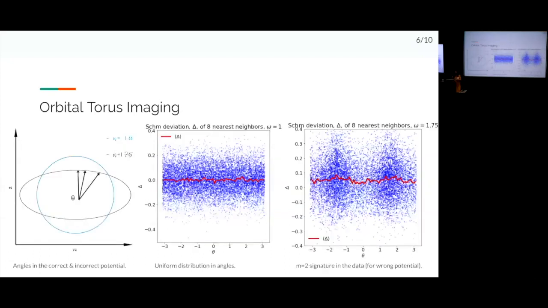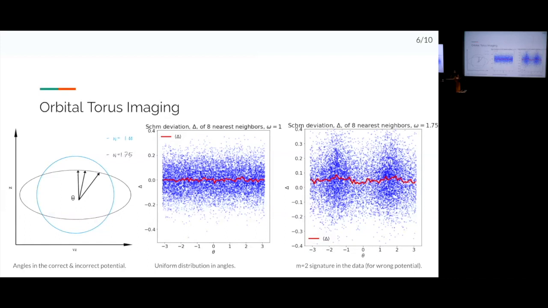So another thing I'd like to talk to you guys about is the Schmedellicity distribution in angles. This is important because orbital torus imaging works for a system that is well phase mixed. And so if you look on the diagram I drew on the left, you see that for a regular orbit without resonances in the correct potential, we expect it to look something like the blue circle.